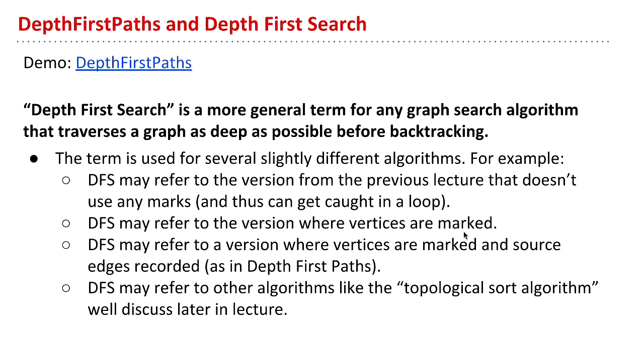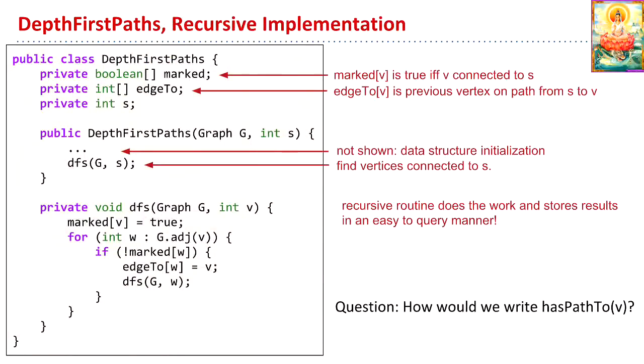And there were other algorithms like topological sort, which we'll talk about later in this lecture, also called depth first search. So just be aware, depth first search is a very blanket term, kind of like walking, right? Like there's a lot of different ways to walk. So there's more than that. Okay. So this is what an implementation might look like.